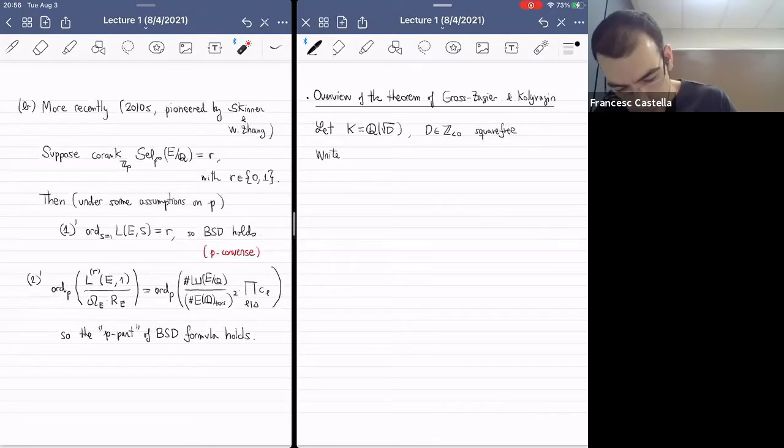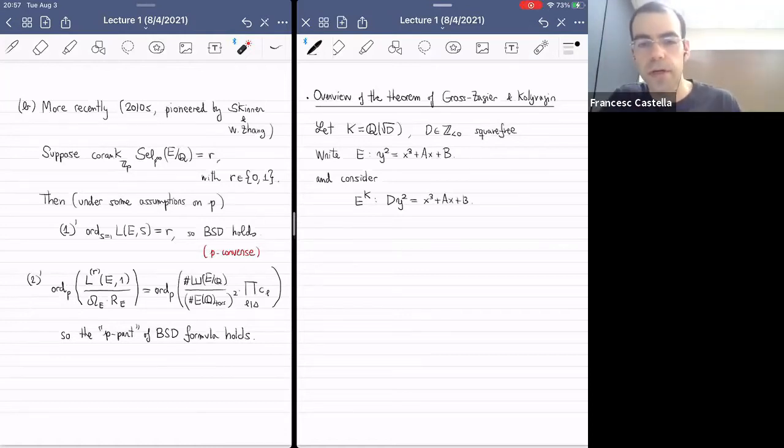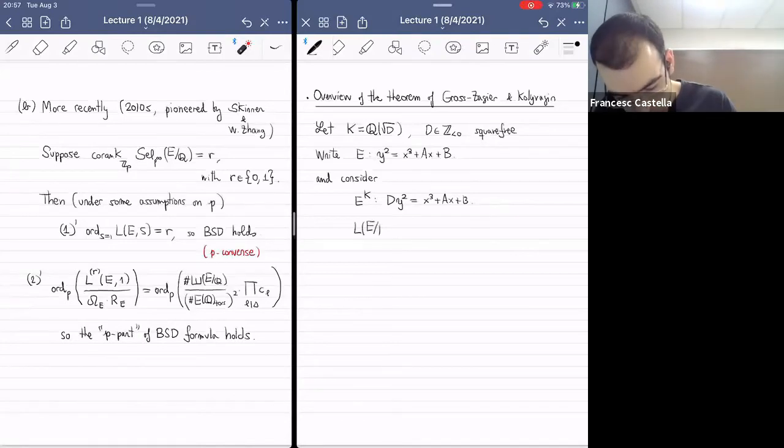And so as before, we write E in our preferred Weierstrass equation. And then we look at the so-called quadratic twist of E by this character, by this discriminant. I'm going to call it E upper K, and this is just the elliptic curve defined by this equation. So these two curves certainly become isomorphic over K, but typically not over Q. We look at this quadratic twist, and the L-series of E base change to K, which you can take as a definition, is the product of the Hasse-Weil L-series of E and this twist.